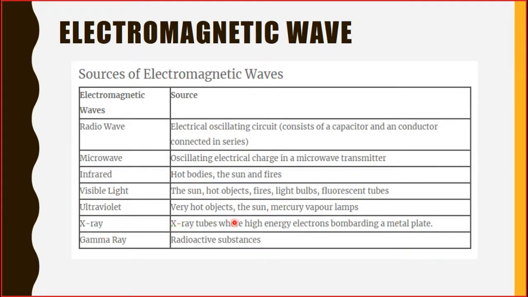I don't remember the name already. Bremsstrahlung something. It's very German. Next we have gamma ray. This is created by radioactive substances.